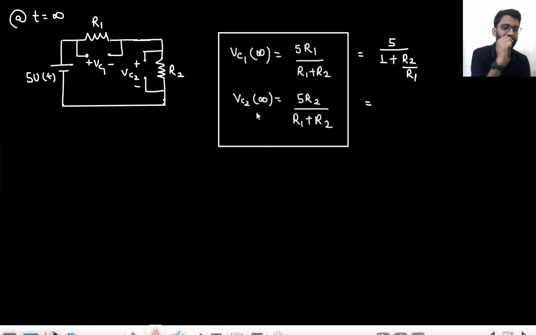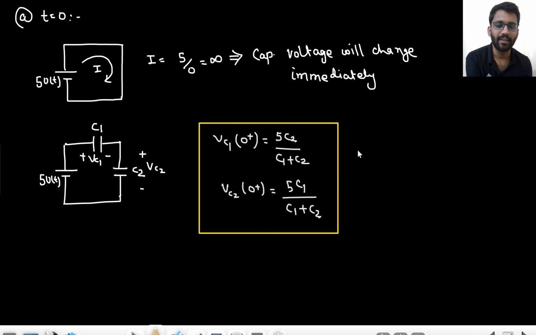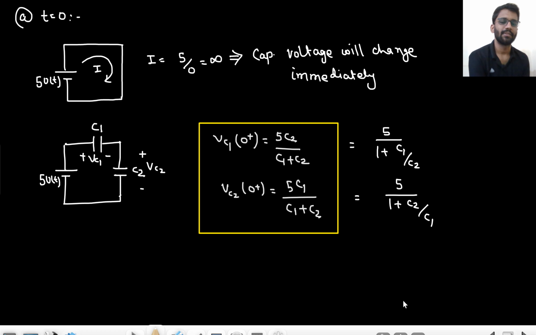So 5 upon 1 plus R2 by R1, and for this I can write 5 upon 1 plus R1 by R2, right? Just divide R2 in numerator and denominator. In the numerator if I divide R2, 5. In the denominator if I divide, R1 by R2 plus 1. So this is what I have written. Similarly here I can write 5 upon 1 plus C2 by C1, and here 5 upon 1 plus C1 by C2.